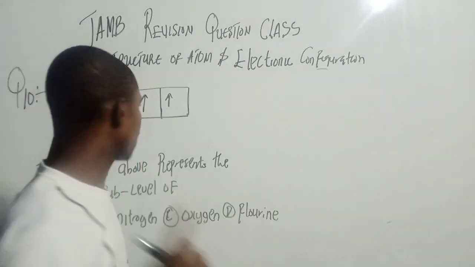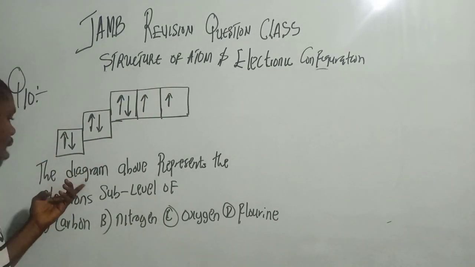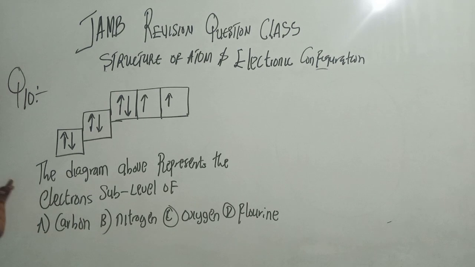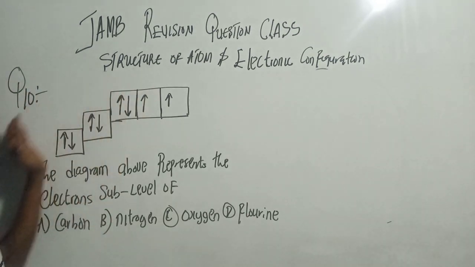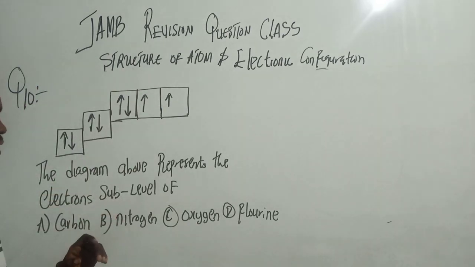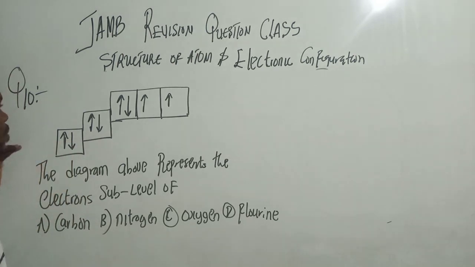I want to look at one more question before we end this video. So let's look at the last question. Now let's say that here we have this diagram. The diagram above represents the electron sublevel of which element? You've got an orbital diagram.